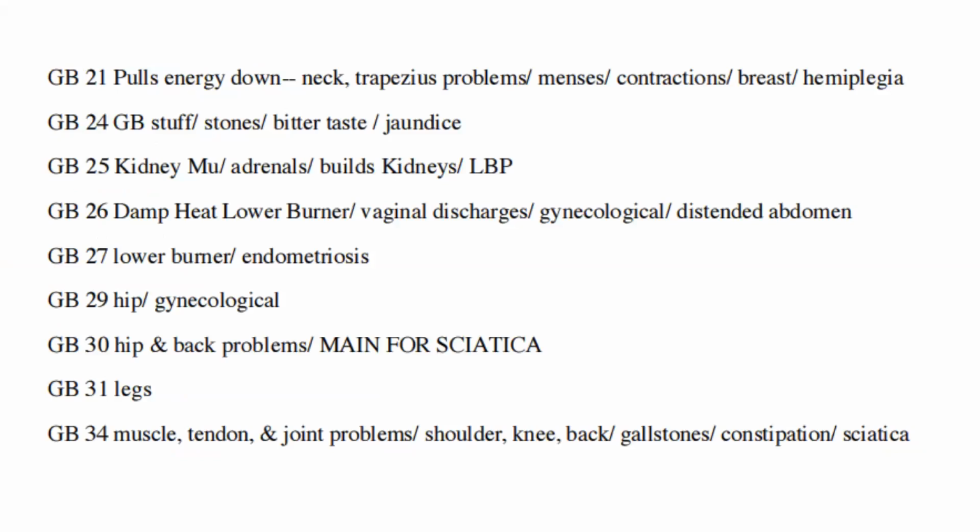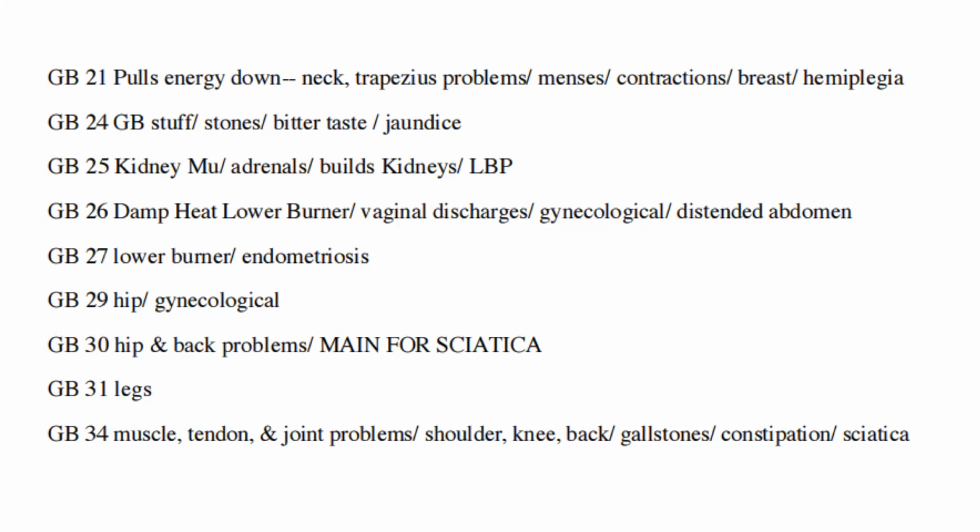GB21 pulls energy down, especially on the neck, trapezius problems. It's also good for menses, for contractions, for breast disorders, and for hemiplegia. GB24 is for gallbladder stuff. It's good for gallstones, for bitter taste, for jaundice. GB25 is the kidney front view point. It's indicated for problems or disorders of the adrenals. It builds kidneys and for low blood pressure.